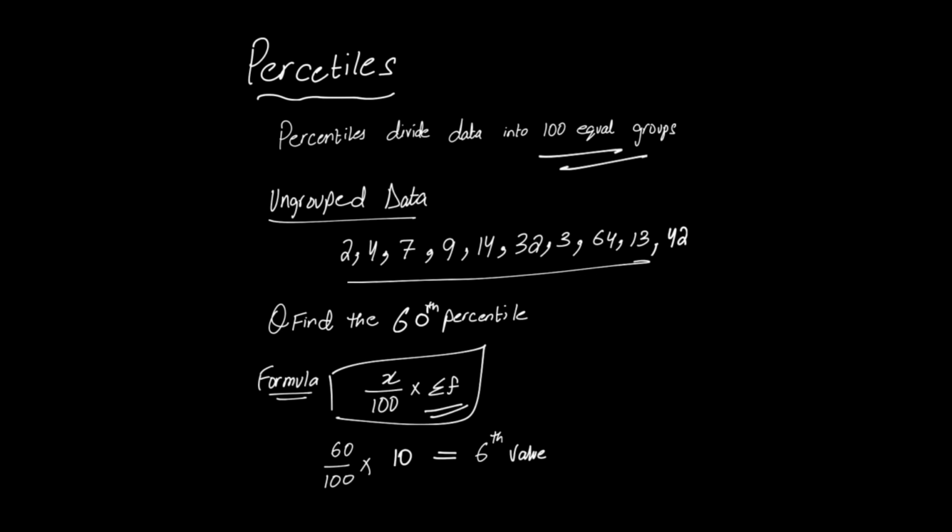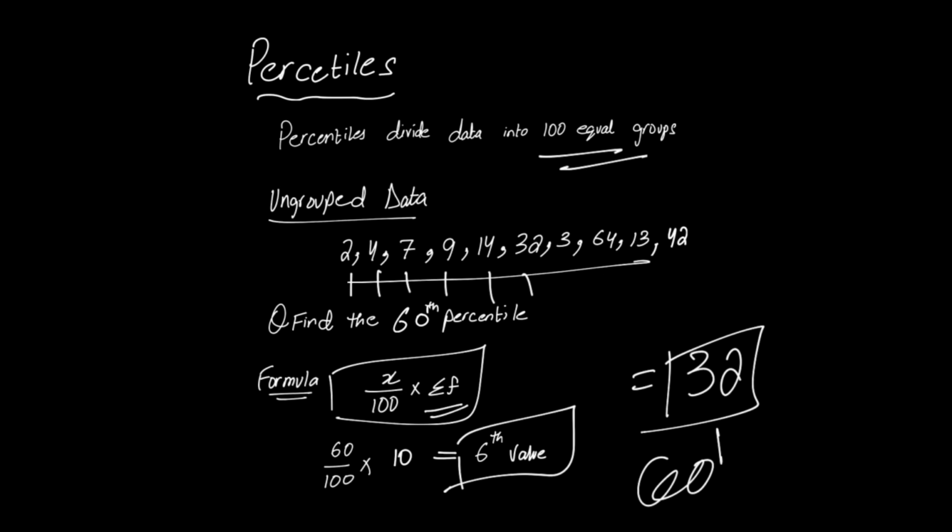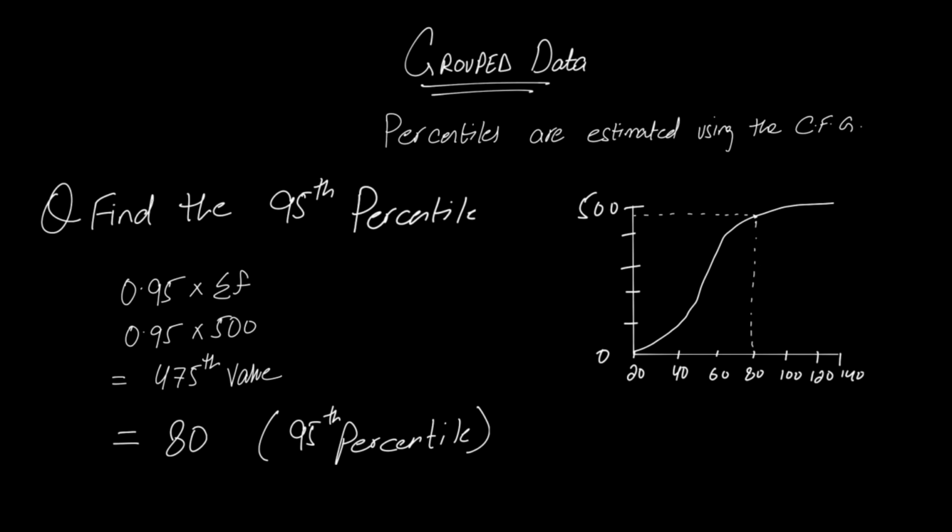So there are 10 numbers, so this will give us that the sixth value is the 60th percentile. 1, 2, 3, 4, 5, 6, so we can say that 32 is the 60th percentile. Okay, so now that we've done percentiles, we can say that the quartiles are basically the 25th, 50th, and 75th percentiles. So this is Q1, this is Q2, and this is Q3.